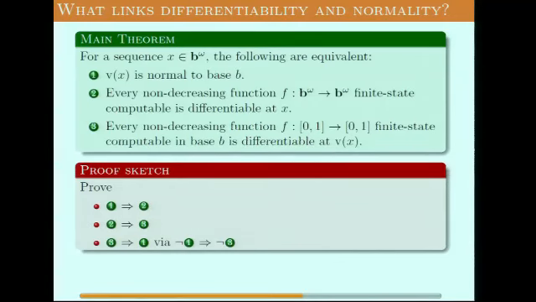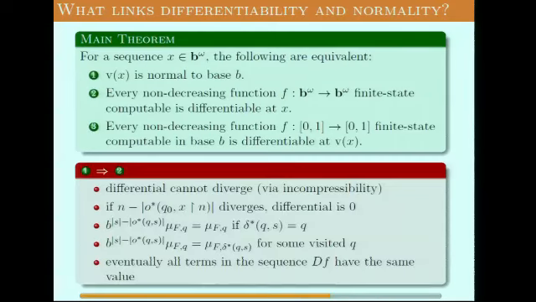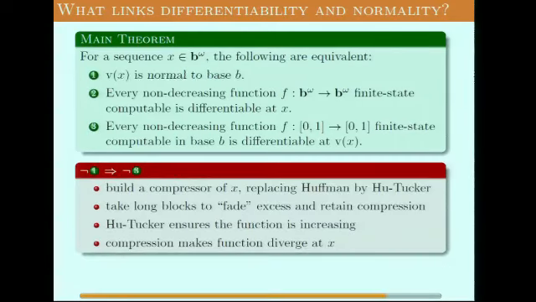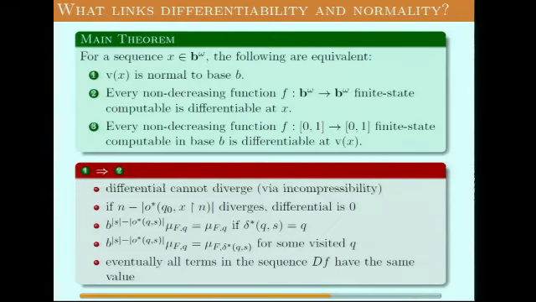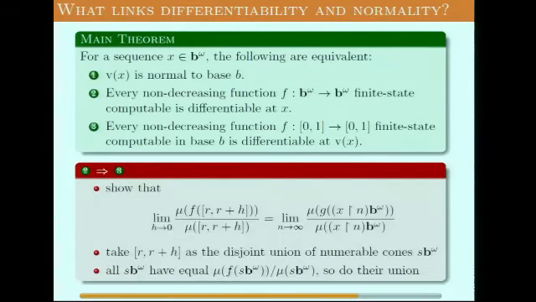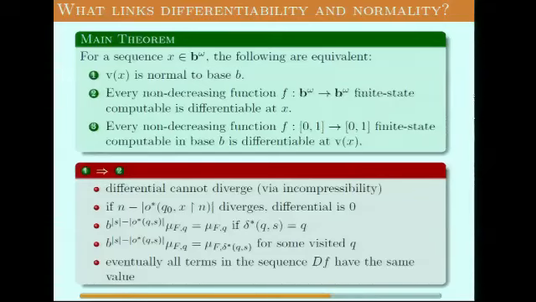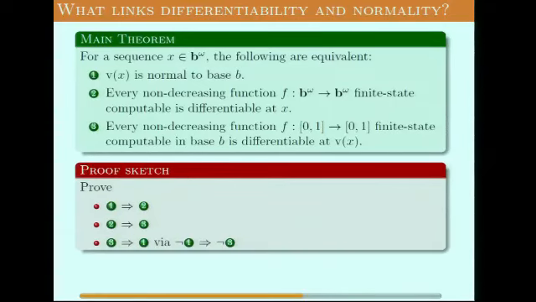Okay, so I think I don't have time, but I have some comments about the proof, but it's kind of long, so I will skip it in order to save time. So the first implication is the hard one. Sorry? Oh, b of x is the real value of the sequence x. So it's the summation of the inverse powers of b.